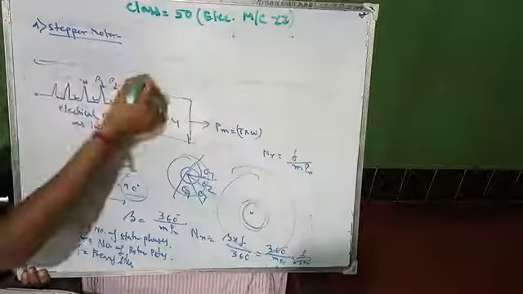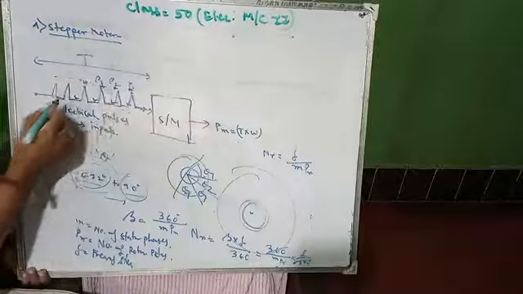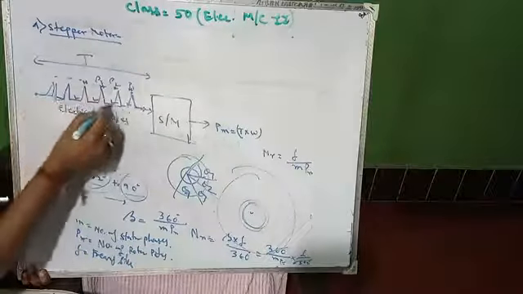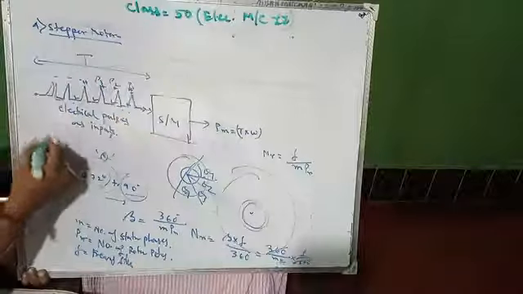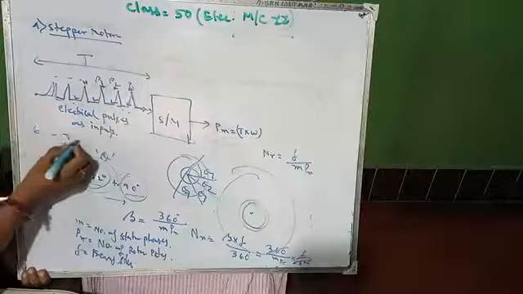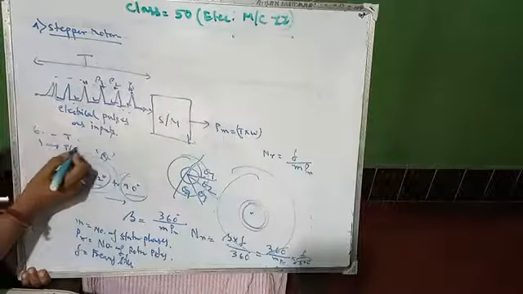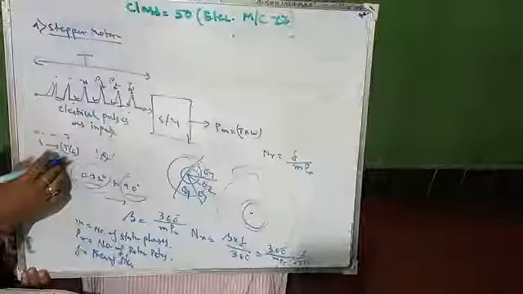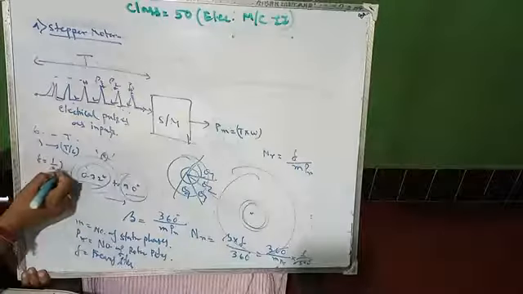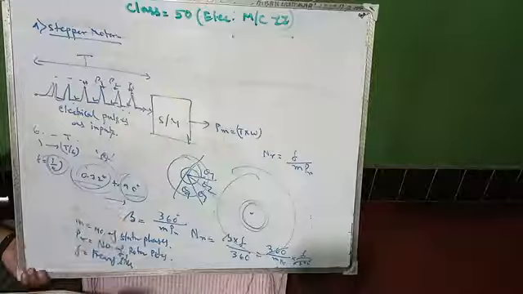Suppose within this there is a time period t. Within this time period, 1 2 3 4 5 6, 6 pulses are there, so 6 complete cycles within t. So one complete cycle is t by 6, that means time period by 6. So the frequency equals 1 by 6, right?